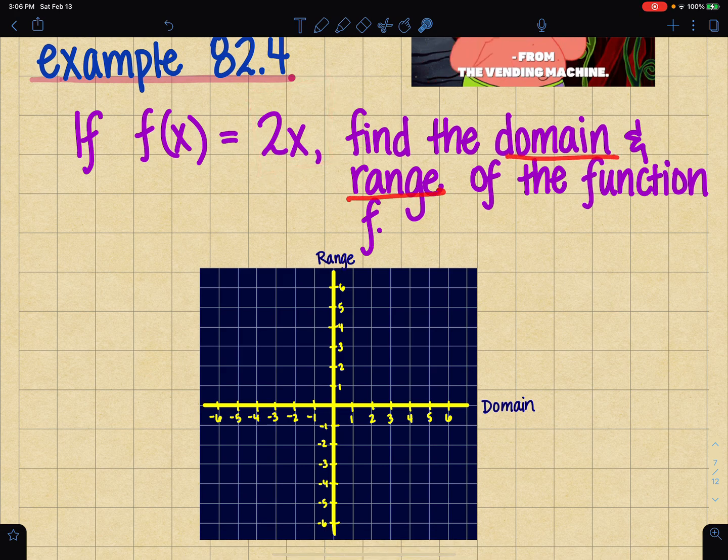So one way to figure that out is to graph this. All right, so if we graph this, f of x is equal to 2x, there's a couple ways that we can graph it.